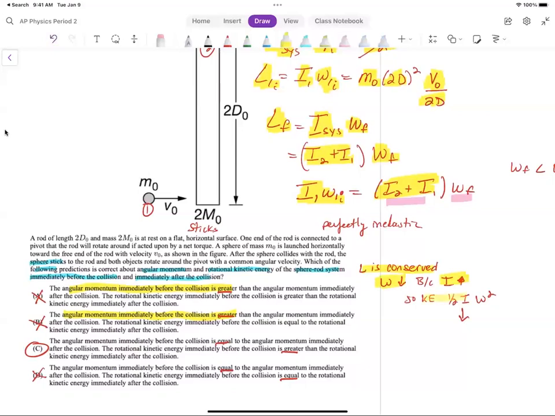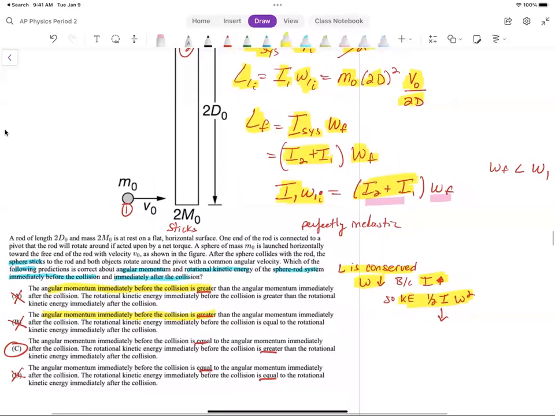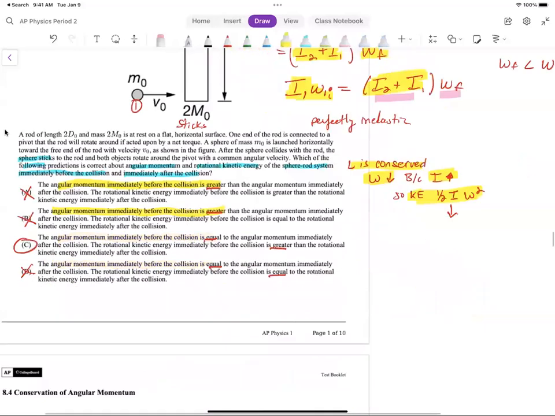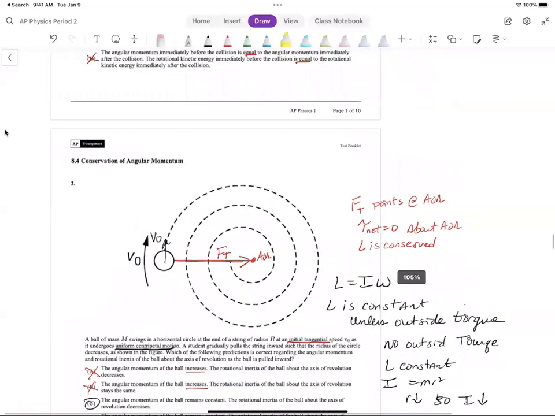And so kinetic energy, which is the product of the I value times the angular velocity squared, goes down because the angular velocity went down and it's squared, so it has a larger impact on the kinetic energy. Okay. All right.